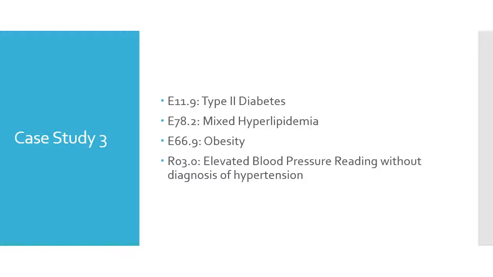Diabetes, hyperlipidemia, obesity, and elevated blood pressure reading without diagnosis of hypertension. He was not given the I-10 diagnosis code for hypertension, but he has high blood pressure at this visit. He has not met the full diagnostic criteria, so we suggest that the patient keep a blood pressure diary and return for follow-up in 1 week. If his blood pressure meets the criteria for diagnosis, then we can update his chart to reflect a hypertension diagnosis.